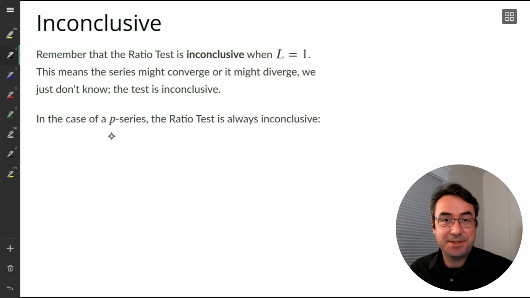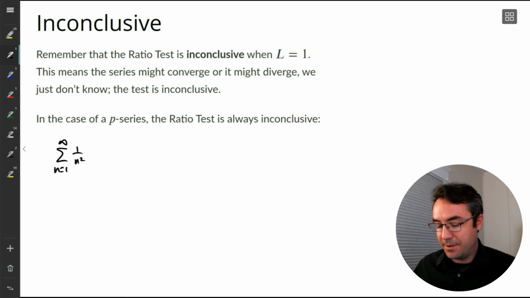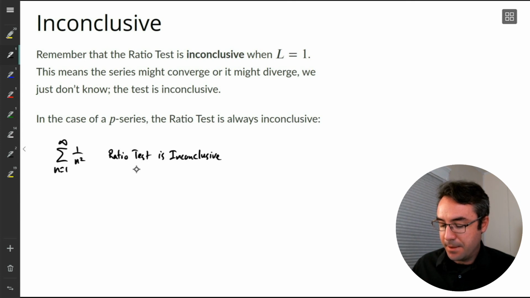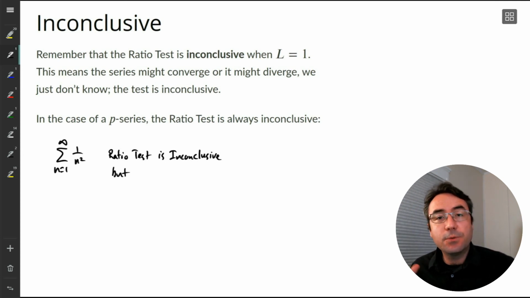And for p-series, the ratio test is always inconclusive. So this is not uncommon where the ratio test might just not work out. It might be inconclusive. And as an example, if we looked at the p-series 1 over n squared, and you were to try the ratio test, it would be inconclusive. Try it out for yourself. Try going through the ratio test. You would get the limit is equal to 1. But we know this is a p-series with p equal to 2, so we know this is convergent.